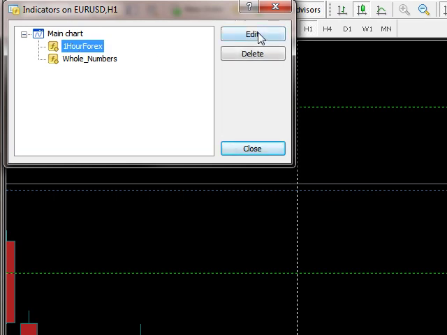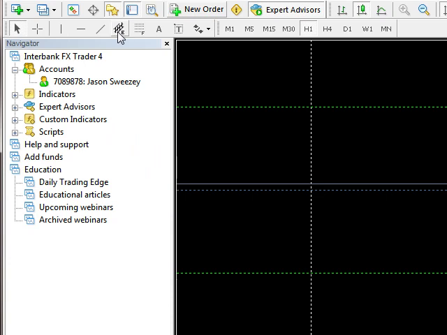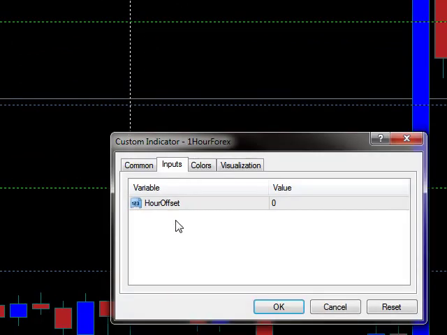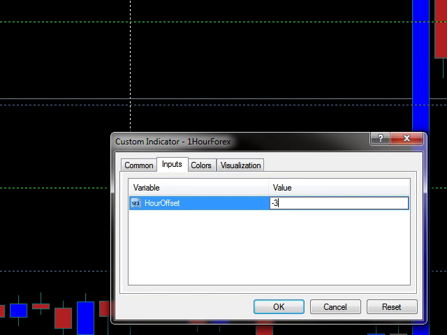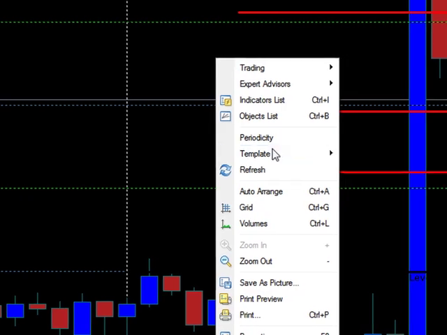So all you have to do now is go to indicator lists. We're going to remove this, delete it, close. Then we're going to go in here and go to custom indicators, and we'll click on this baby right here. Click it to -3 and hope it's going to work. No, it still doesn't work. Wow, this is not good.